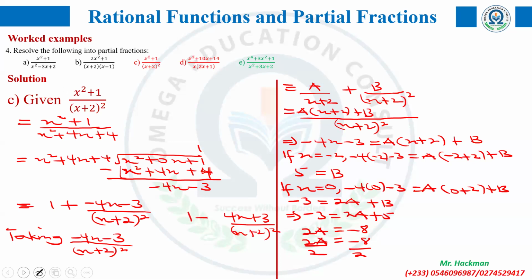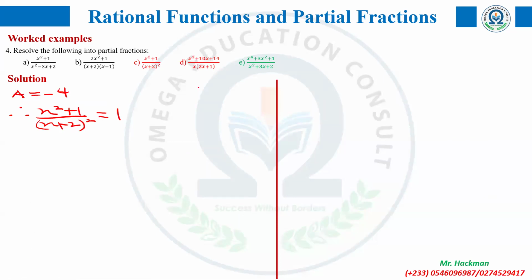And B gave us what? 5. So I'm going to get minus 4 over, what do we have? We said over, that was x plus 2. Then the other one was plus 5. So plus 5 over x plus 2, all squared. Is my point well made, my professors? Yes, sir.